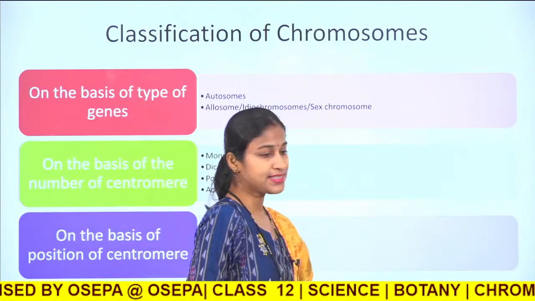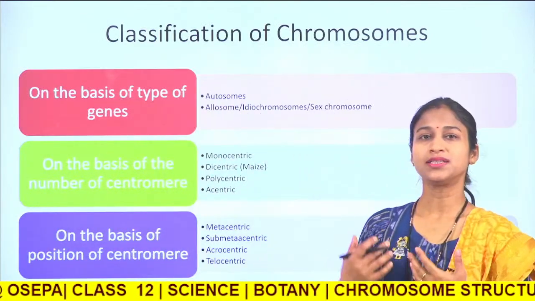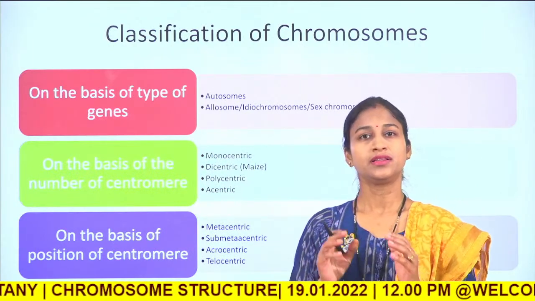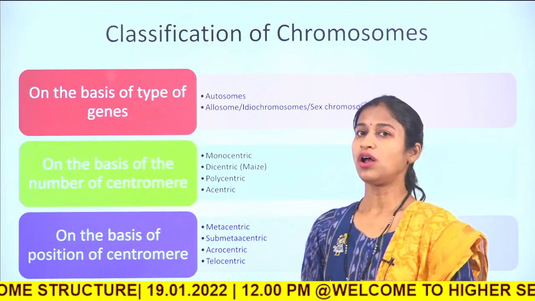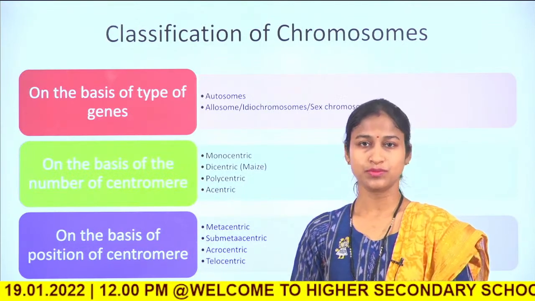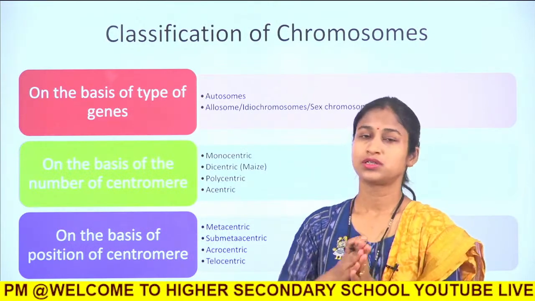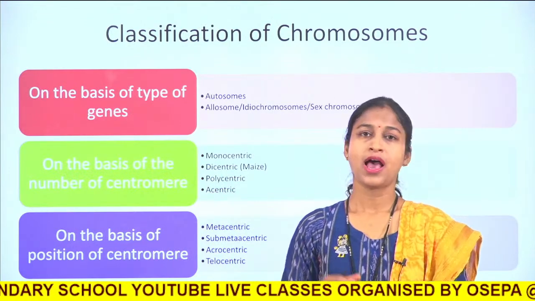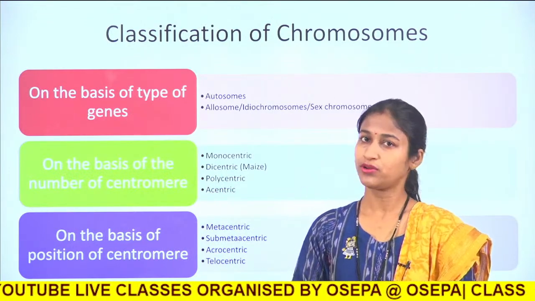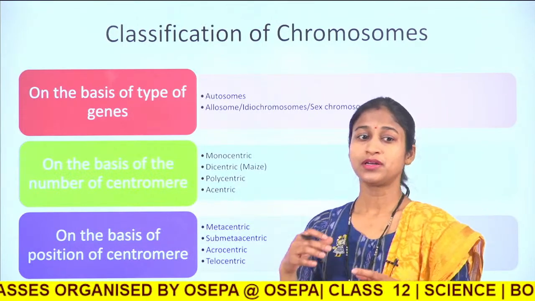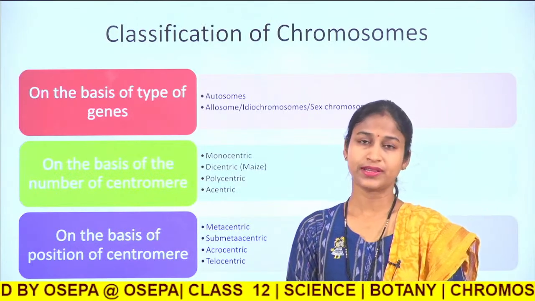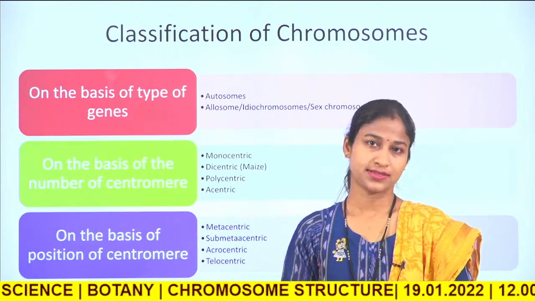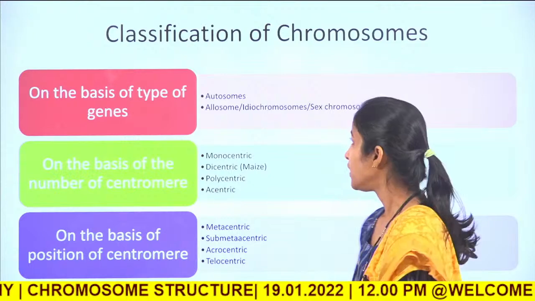Now, we will classify the chromosomes. After considering the structure of the chromosome, we will classify the chromosomes. On what basis will we classify chromosomes? Some chromosomes will be short, some will be long. As per the length we can classify them, as per the position of the centromere we can classify them, as per the number of centromeres we can classify them. So, various bases are there by which we can classify the chromosomes. Now, what are the bases?